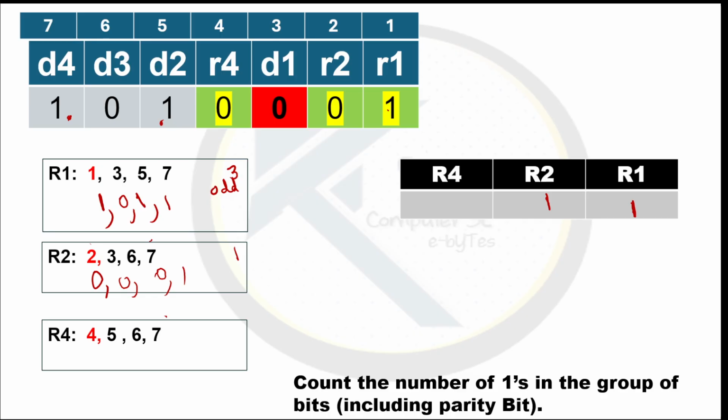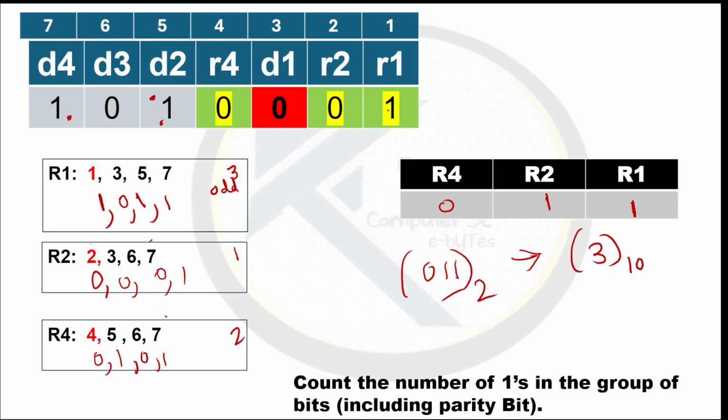Then here we have 4, that is 0, and the fifth location has value 1. See, this is our fifth location. The sixth location has value 0 and the seventh location has 1. So it has already two ones. So this value will become 0. Now see very carefully. 0, 1, 1. This is the binary code. Which decimal number does it represent? 3. So this is the binary code of value 3. And where is our error position? It is 3. So from this binary code, it detects that the error has happened at location 3.